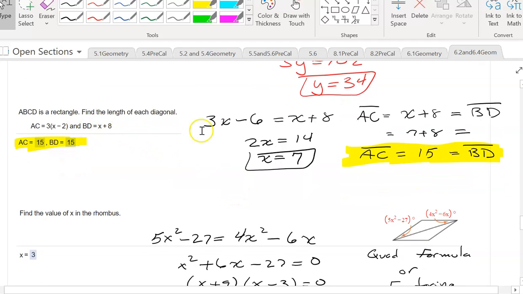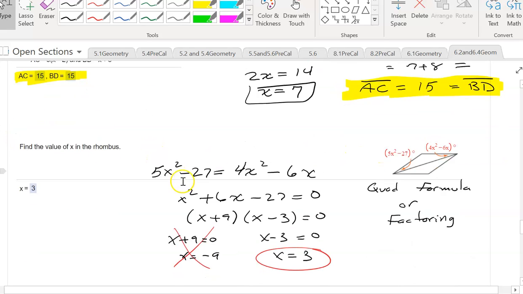Here, we're setting these equal to each other. Be sure to distribute this 3. So I get 3x minus 6 is equal to x plus 8. I solve to get the value of x. Then, as you can see, that is not my final answer. I need to plug it back in. So since these diagonals are equal to each other, I chose x plus 8. You could also choose 3 times x minus 2. I did not. And so I know they're equal to both of these diagonals. I plug in the value here to get 15 for both of them.